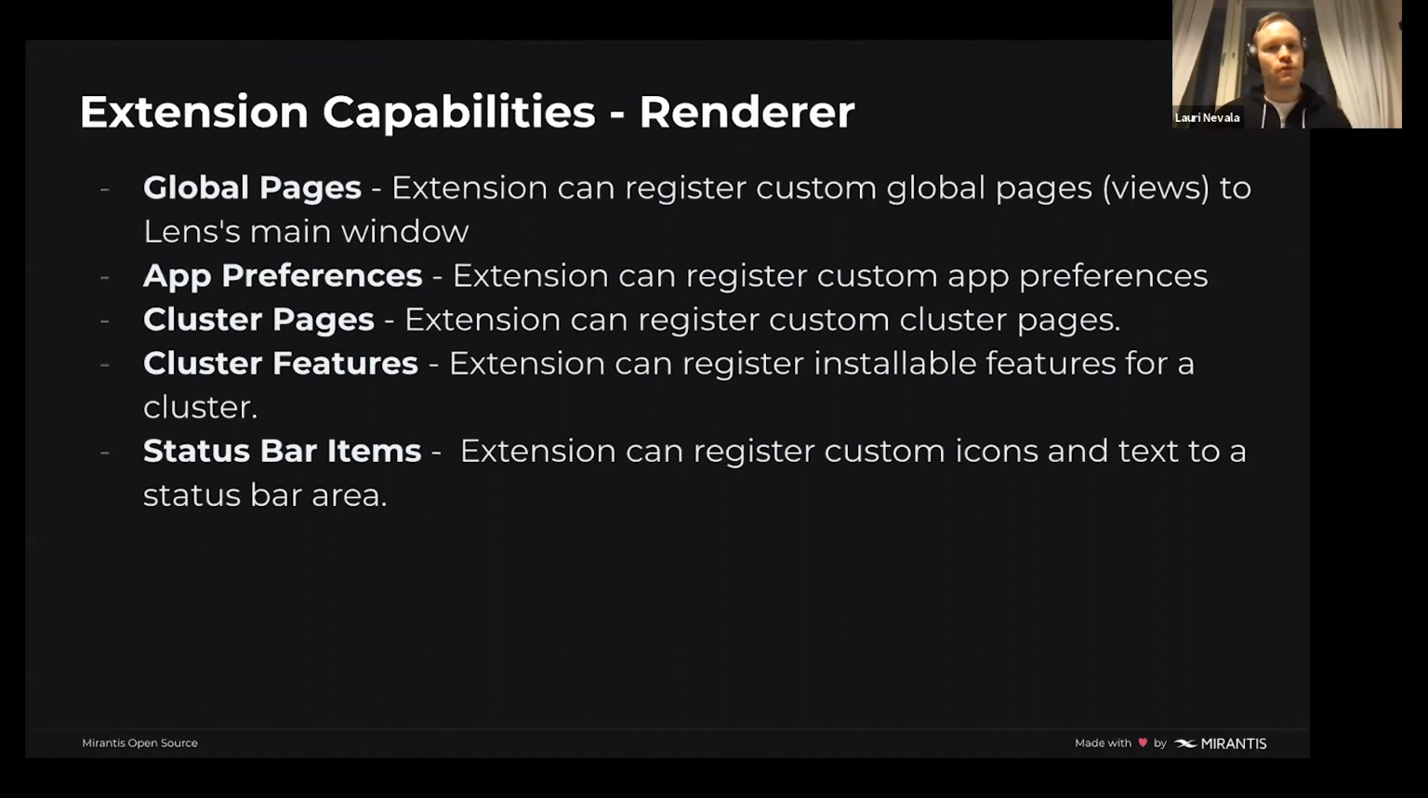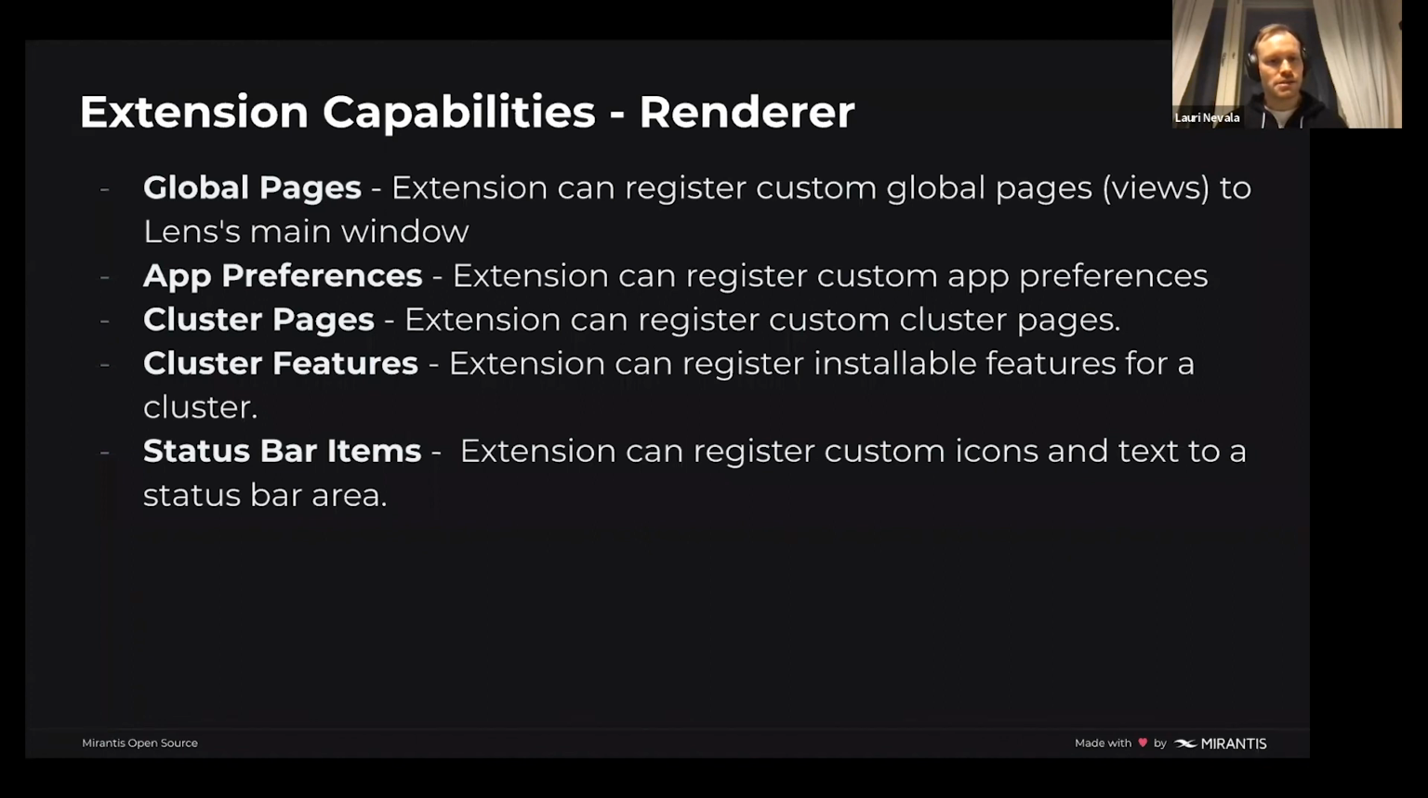And for renderer extensions, there are a few more capabilities. Like I mentioned, one is the global pages, and those are visible on the Lens main window. Then the extension can register some application preferences, then some cluster pages, and those cluster pages are visible on cluster dashboards, like these. So those are the resource map or Kube Invaders.